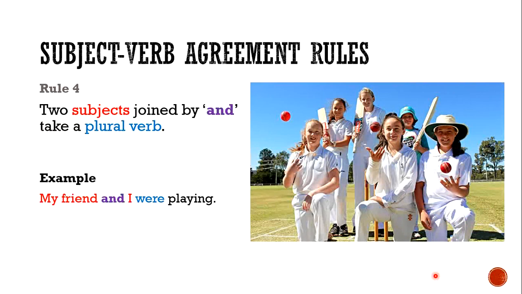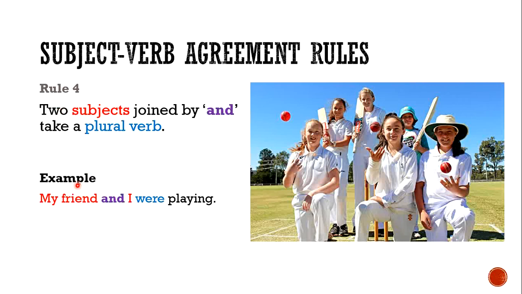Two subjects joined by and take a plural verb. Look at the example first. This one is a subject, my friend. This one is another subject of the sentence. That means here in this sentence there are two subjects, my friend and I.